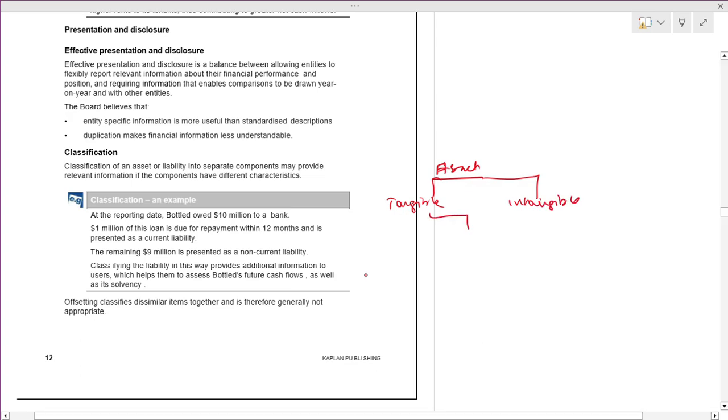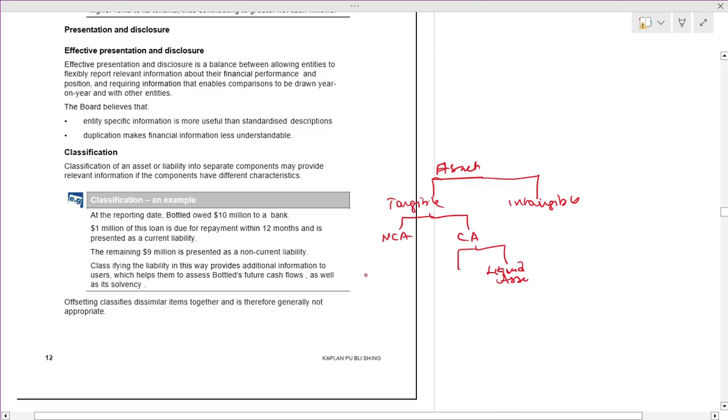Again, in tangible assets, we are talking about non-current assets and current assets. Again, in current assets, we are talking in terms of liquid assets. You have these types of very basic classifications. Is that what the classification is?